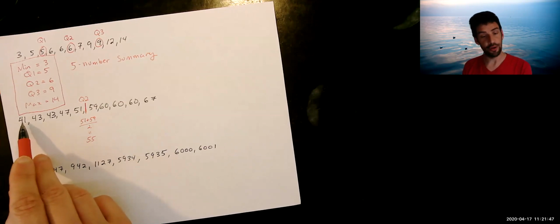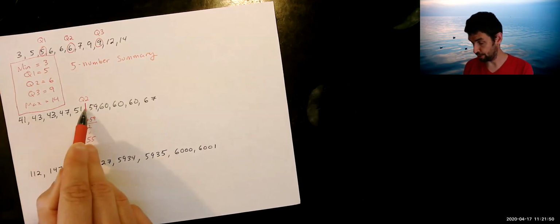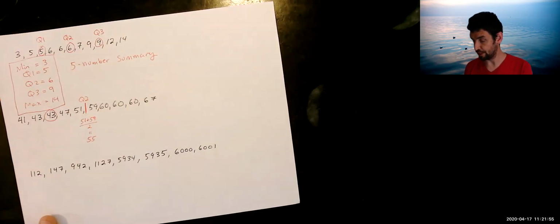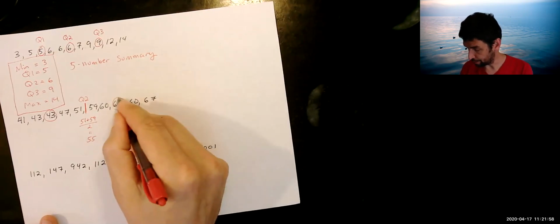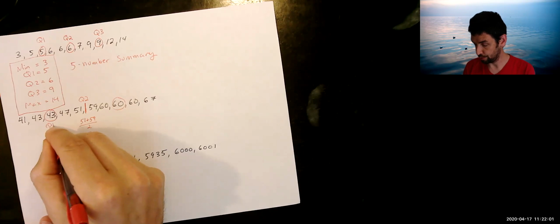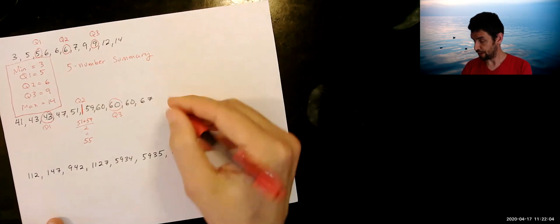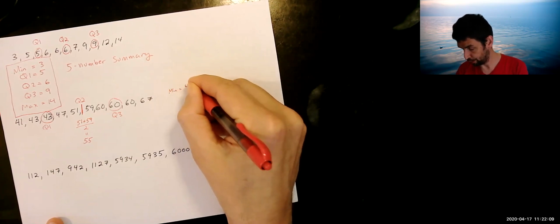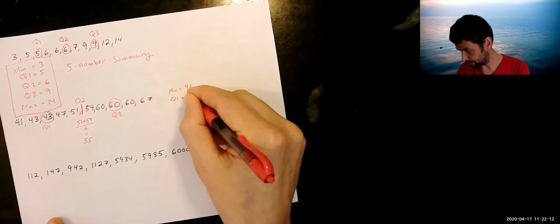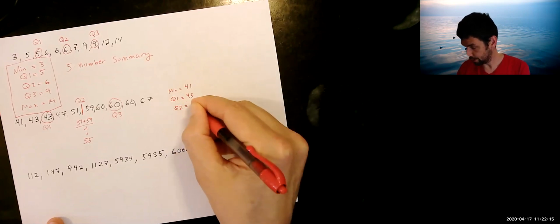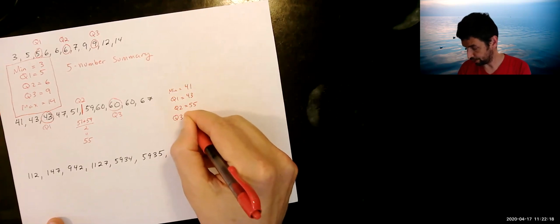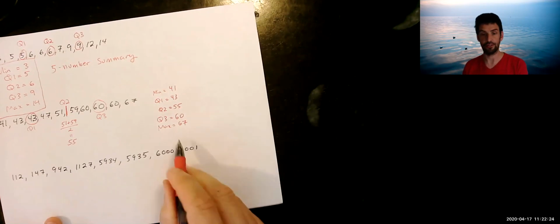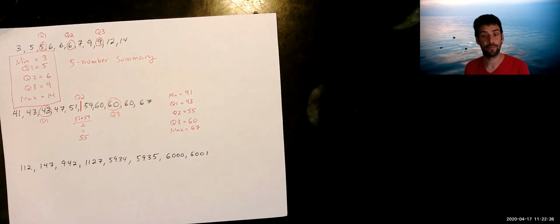Okay. Now I want to find Q1 and Q3. So I look below Q2, there's these 5 numbers. So I can choose this to be Q1 and this to be Q3. So here's Q1, Q3. So now my 5-number summary for this data looks like it's got a minimum of 41. Q1 is 43. Q2 is 55. Q3 is 60. And the maximum is 67. There's my 5-number summary for that data.